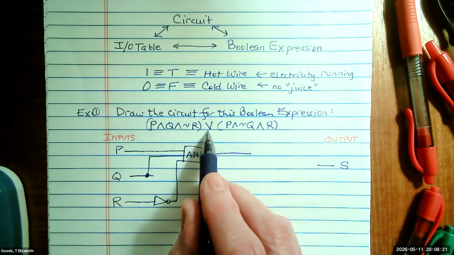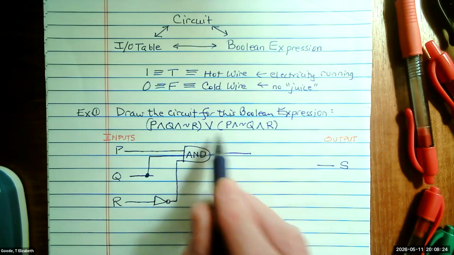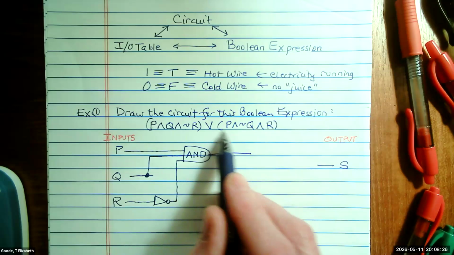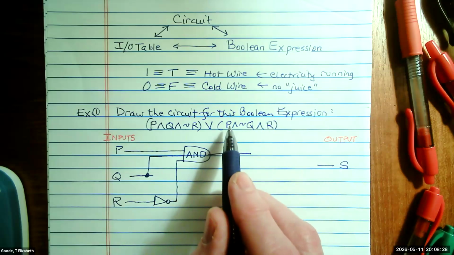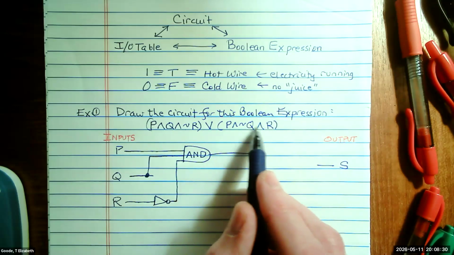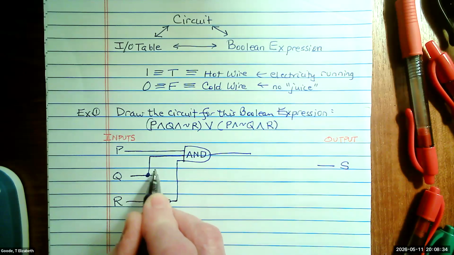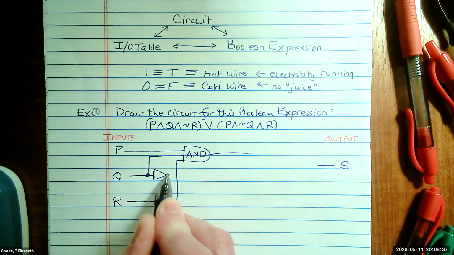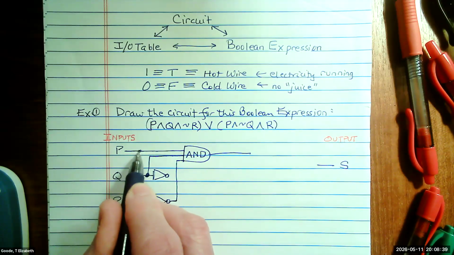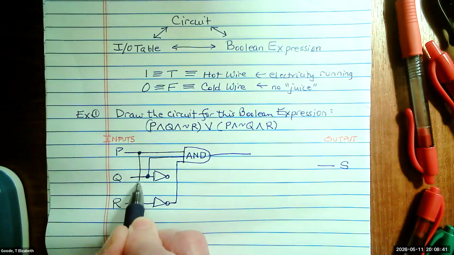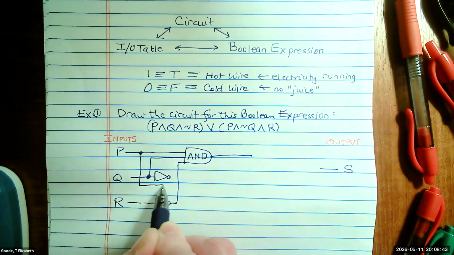We'll deal with the OR last because it's the last operator. Here, inside this parentheses, the input state is P and not Q and R. Well, we don't have a not Q yet, so we can build a not gate for the Q. We have a P wire, so we can just draw from it and bend it. We don't need a solder dot to bend it.